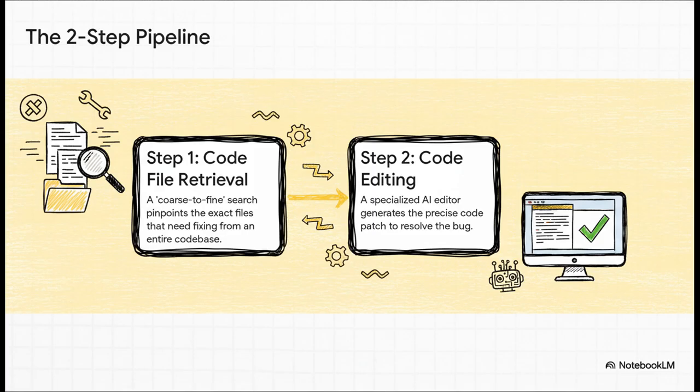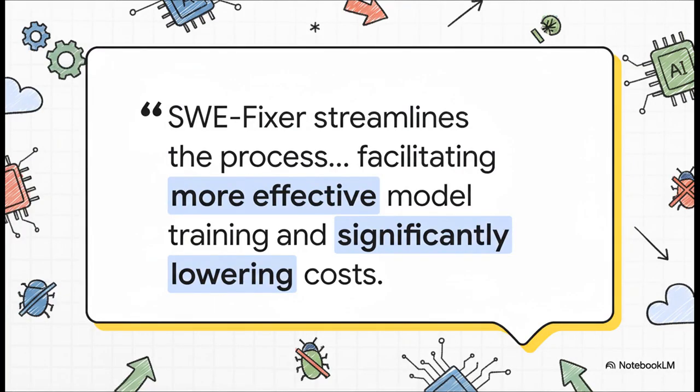Then comes step 2, code editing. A totally separate, specialized AI takes a look at just those files and generates the exact code patch needed to solve the problem. Simple, right? And this simplicity was a totally deliberate choice. The researchers themselves say that by streamlining the process, it's not just easier to understand, it actually makes it much more effective to train the AI models. And this is huge. It dramatically lowers the cost of running the system.